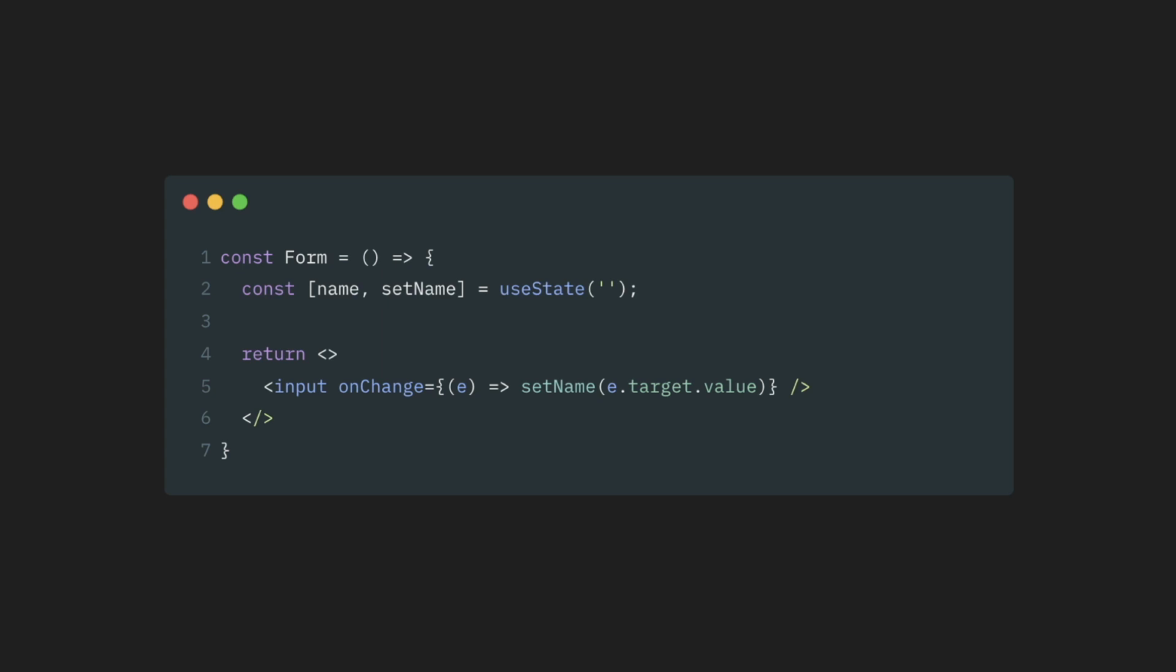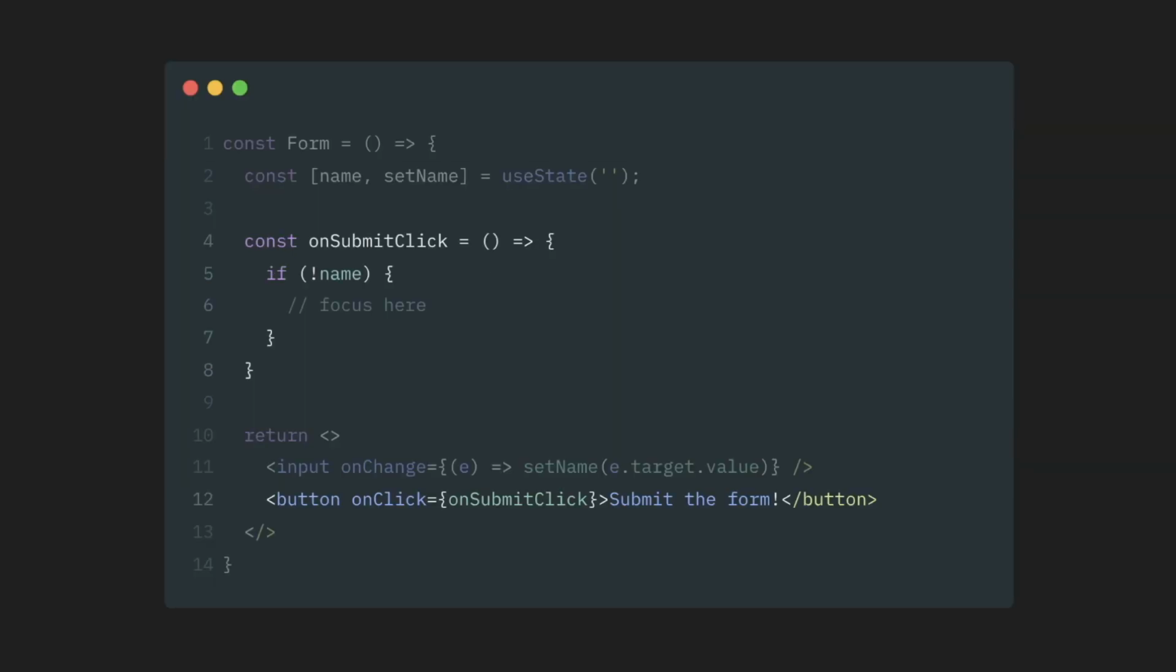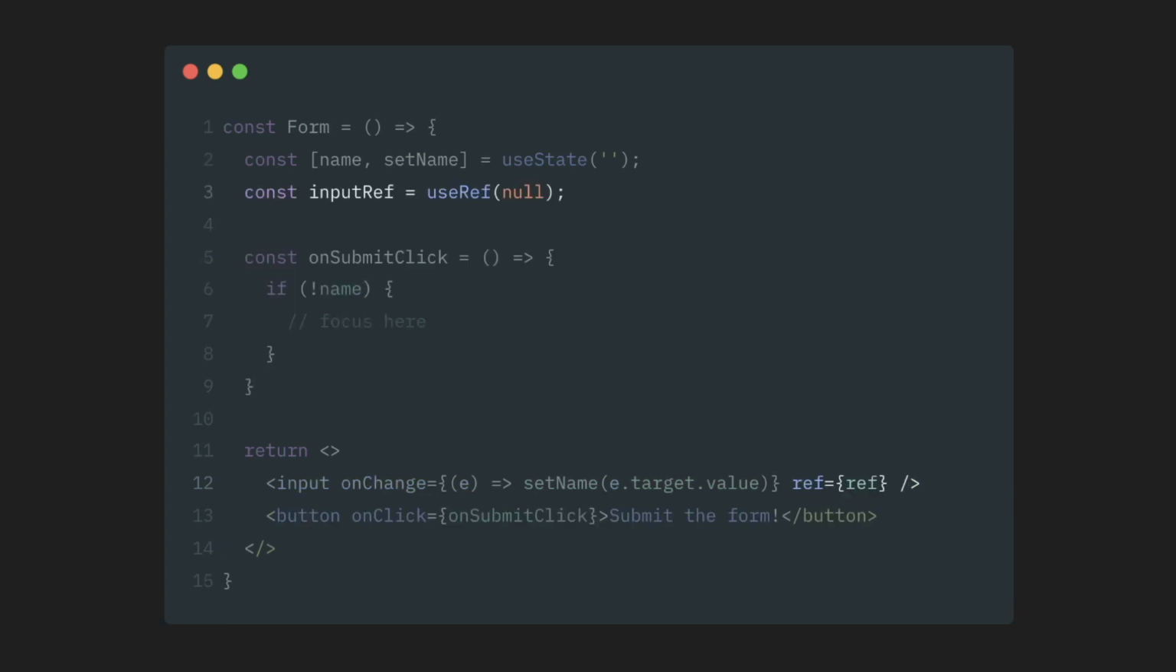Now, if we start to write our form, we will probably do something like this. We would have a form component with some state to store the name and onChange callback attached to the input. We would add a submit button with onSubmit callback. And inside that callback, we would handle the case of empty name. If the name is empty, we would focus the input field and in the future shake it.